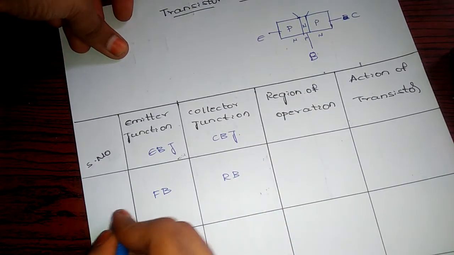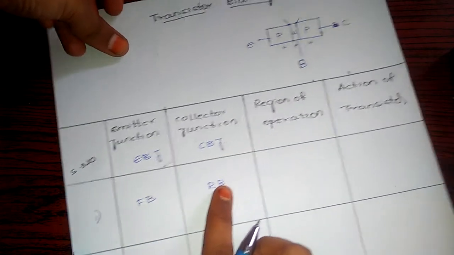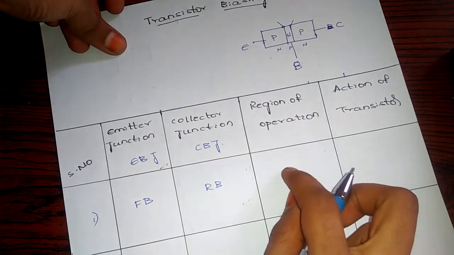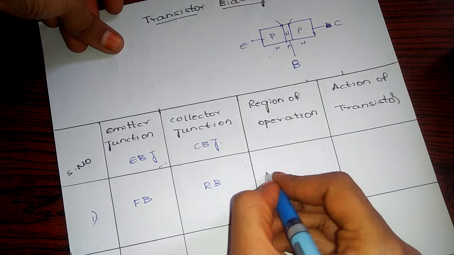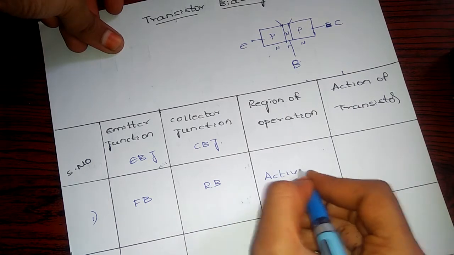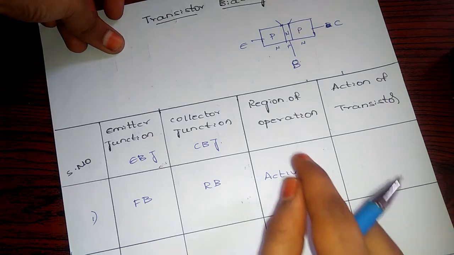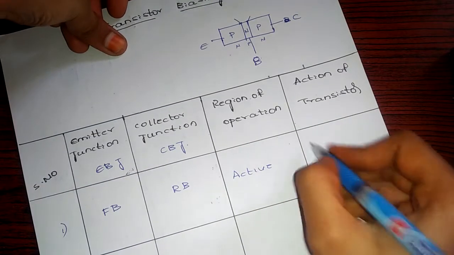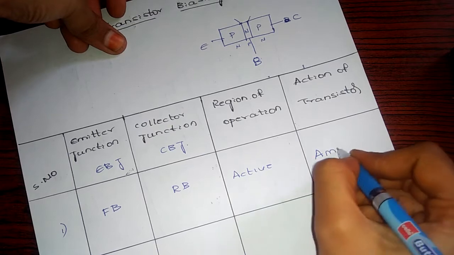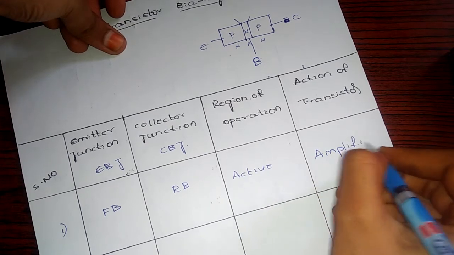in this mode the transistor operates in the active region. As it is acting in the active region, it can be used as an amplifier.